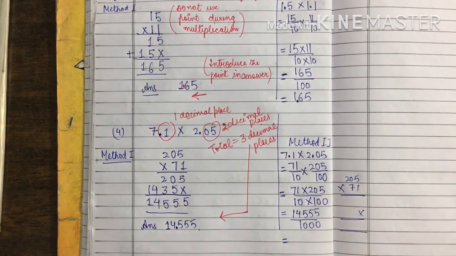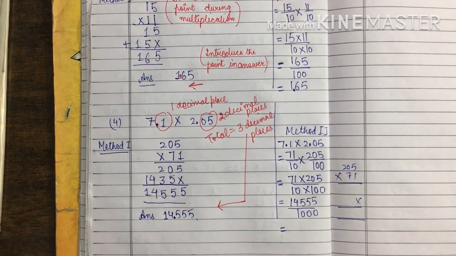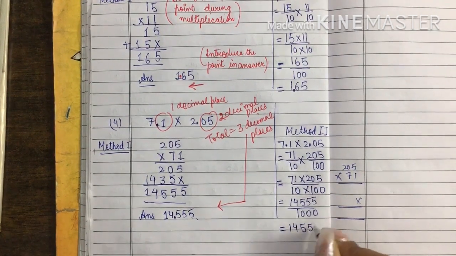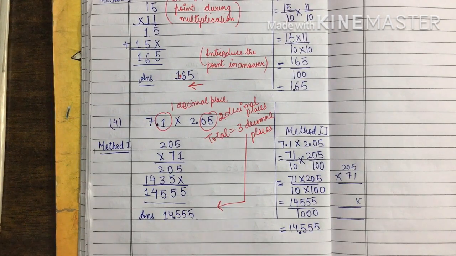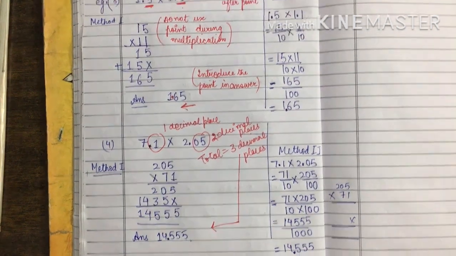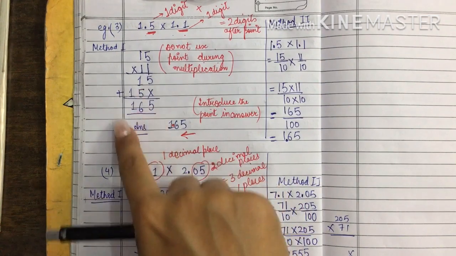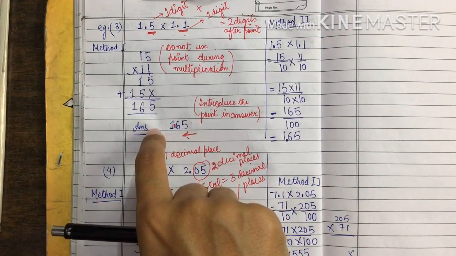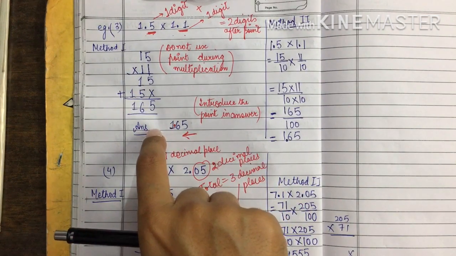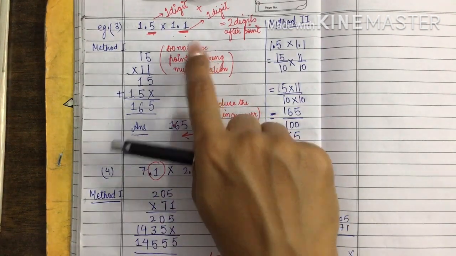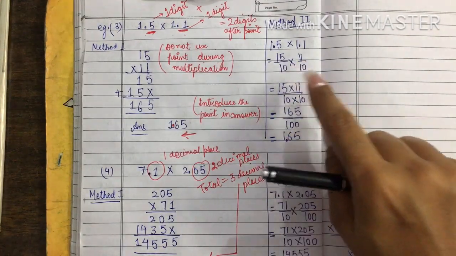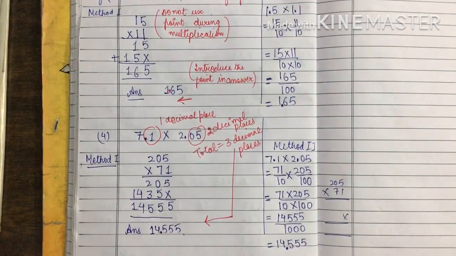Now you can put the point back. 1,000 has 3 zeros. So to put the point back, I have to count 3 digits from the right, and the point will be after 14. See, you get the same answer whichever method you use. And this is how we multiply a decimal number with a decimal number. Either you can multiply them directly, but the point is not used during the multiplication. The point is put in the answer after counting the decimal places. The second is by converting these decimals into fractions.